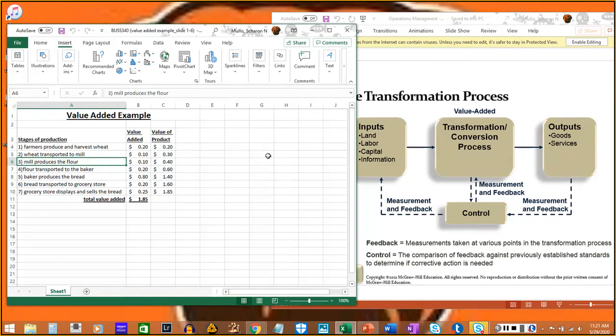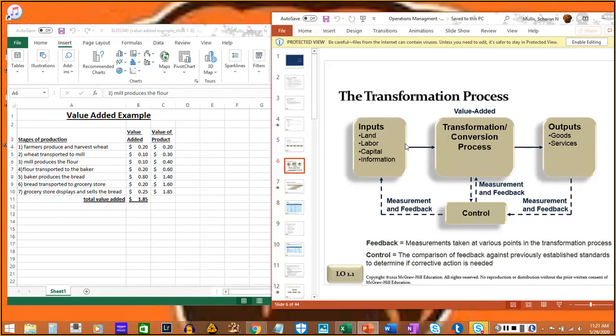So during that, Heidi, what do you think some of the inputs of stage three are for producing the flour? The mill producing the flour. What would you think an input would be for the mill? Right. What kind of information do you think they would need as far as input to produce the flour at the mill? What kind of?